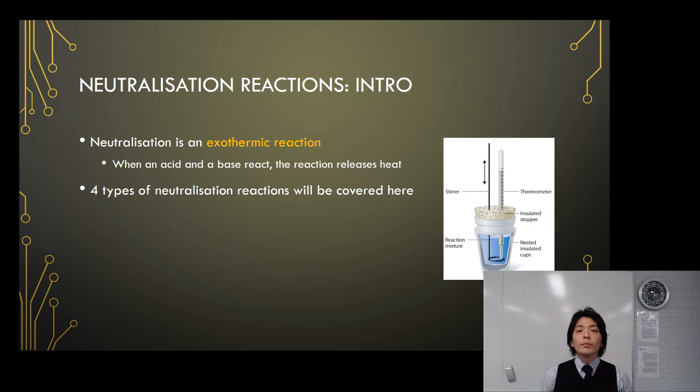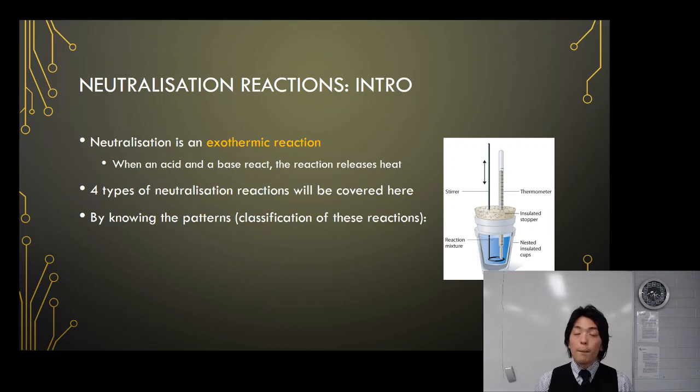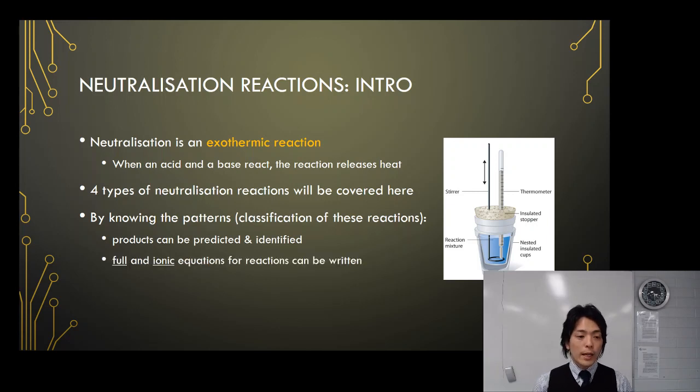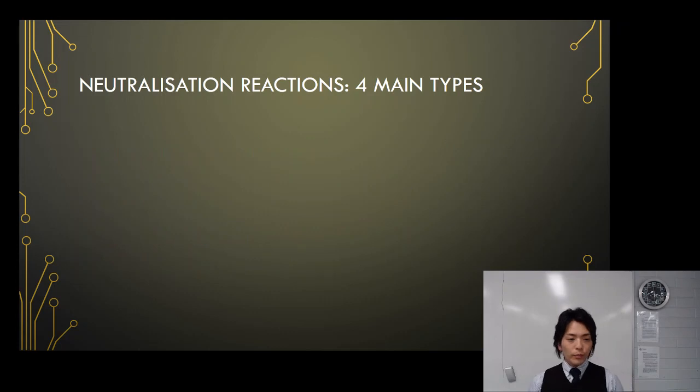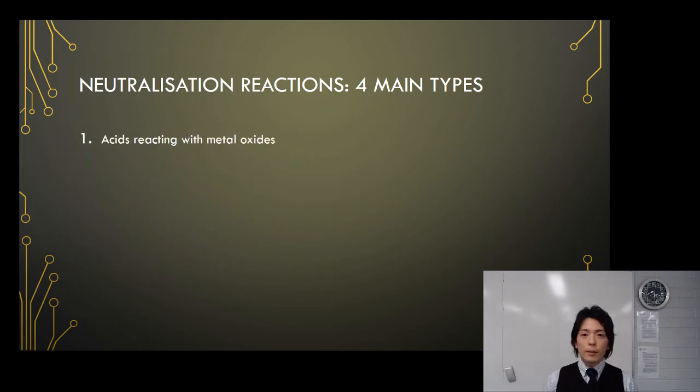Now, in neutralization, at this point, we'll be looking at 4 different types of reactions. By knowing these patterns, i.e. that's a classification of the reaction, you'll be able to predict and also identify the products, and that's a very useful thing to be able to do, as well as you need to be able to write full and complete ionic equations. Now, 4 main types of neutralization.